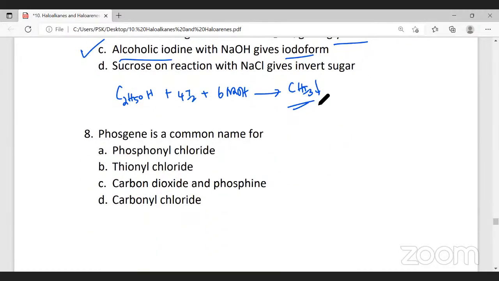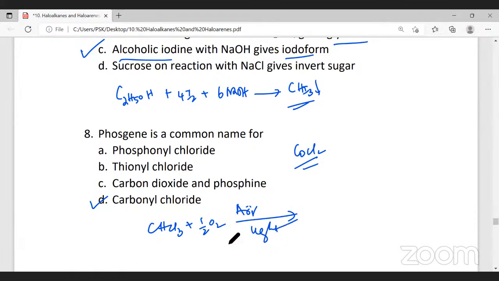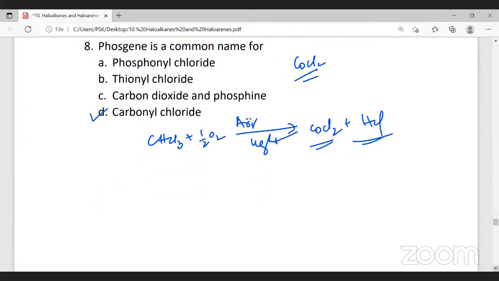Next, phosgene is commonly called COCl2. It is commonly called carbonyl chloride. Hence, the answer is option D. Chloroform, CHCl3, when it is oxidized in the presence of air and sunlight, gives COCl2 plus HCl. So this COCl2 is called phosgene, carbonyl chloride.